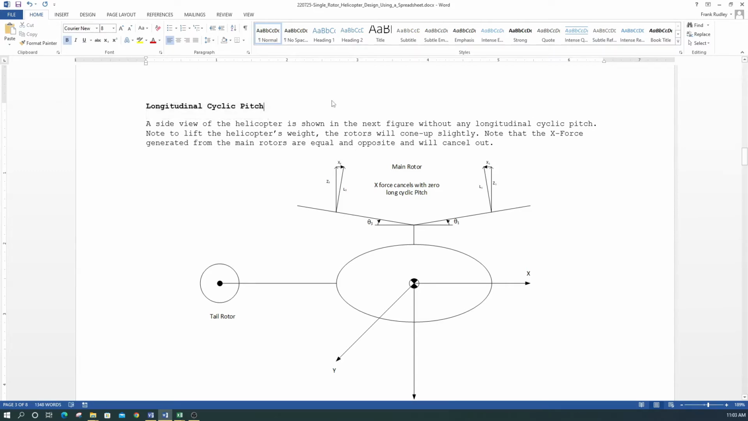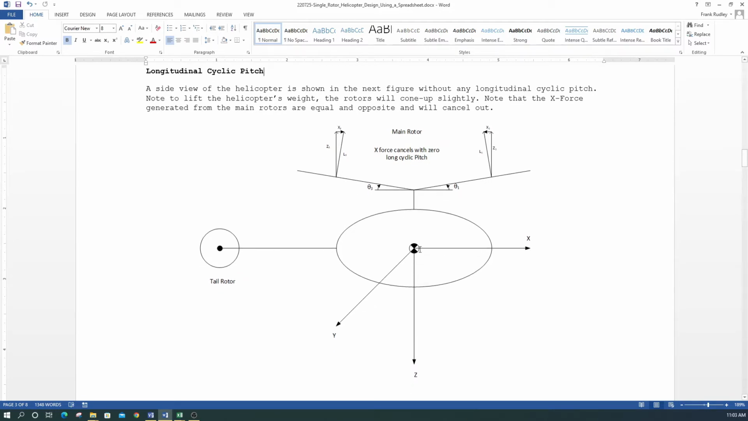Okay. So anyway, we have a side view of the helicopter shown in this figure without any longitudinal cyclic pitch. So I'm going to talk a little bit about how that works. We have our x-axis here along the nose of the aircraft, and our y-axis comes out the right side of the aircraft, and our z-axis points down, and we also have our tail rotor.